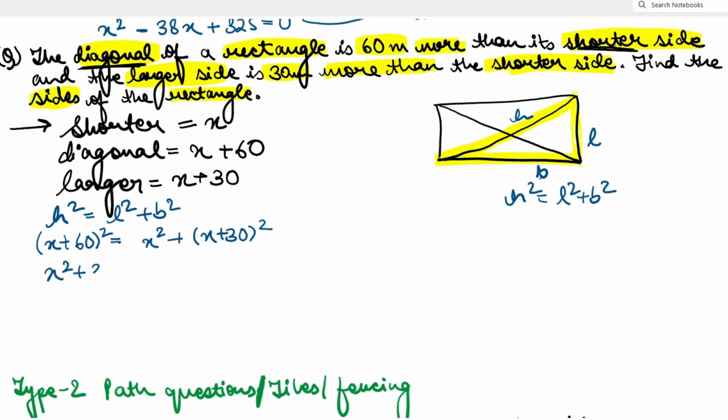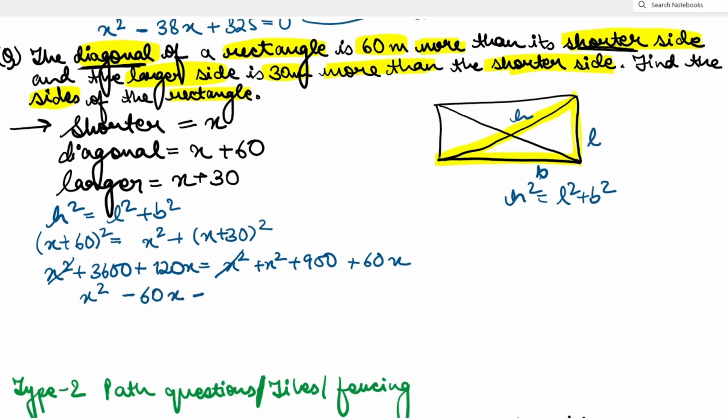x square plus 3600 plus 120x is equal to x square plus 900 plus 60x. Okay, so now this x square and x square get cancelled. So now you're left with x square, and then you're left with minus 60x. Okay, and then minus 3600 minus 900 is nothing but minus 2700 is equal to 0.